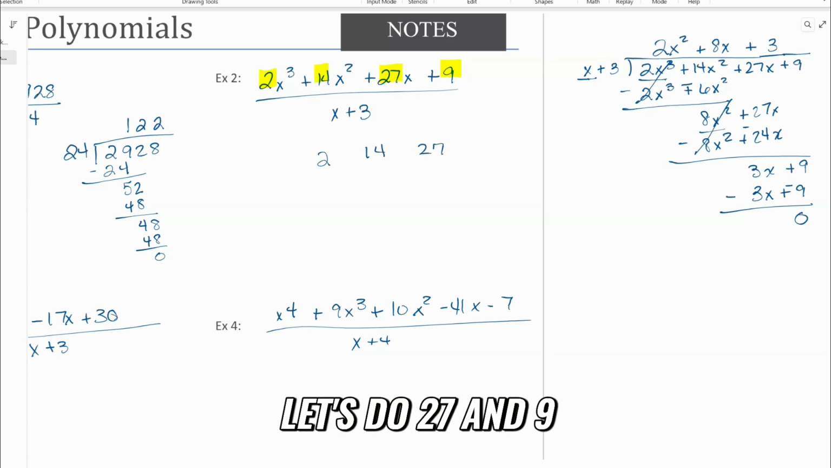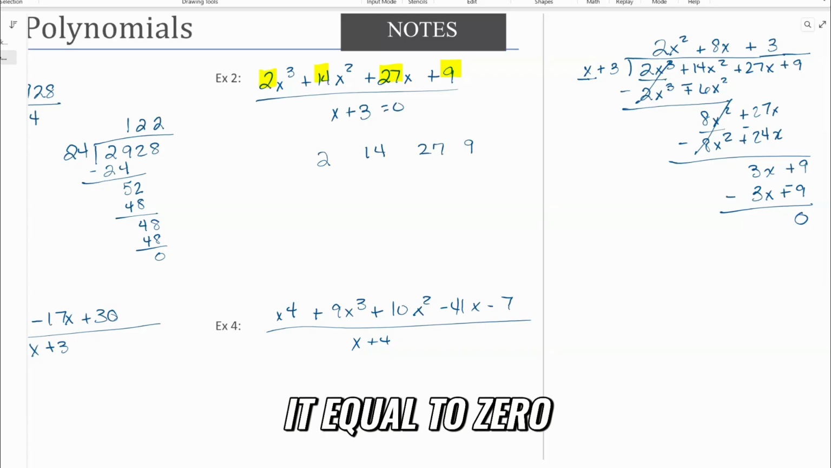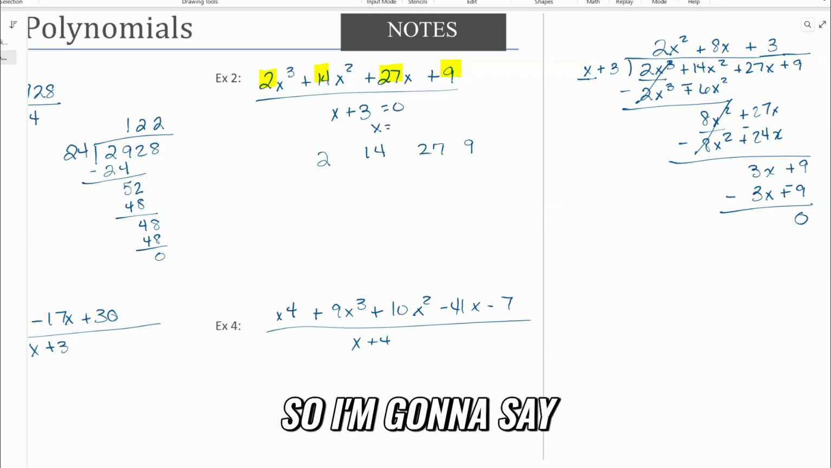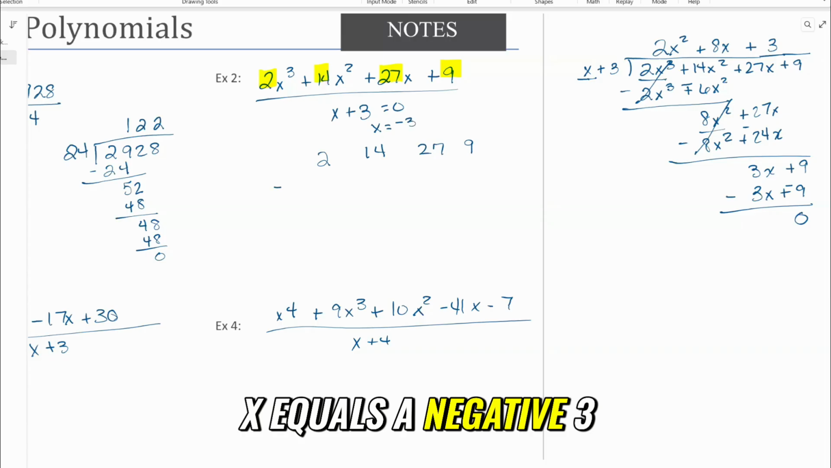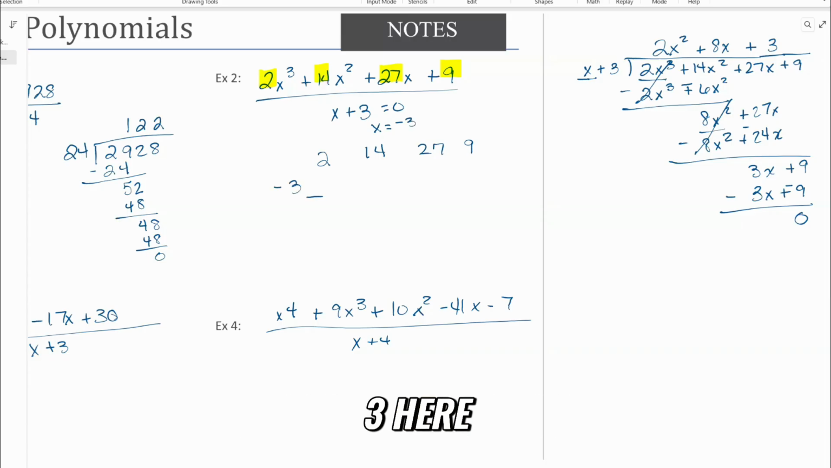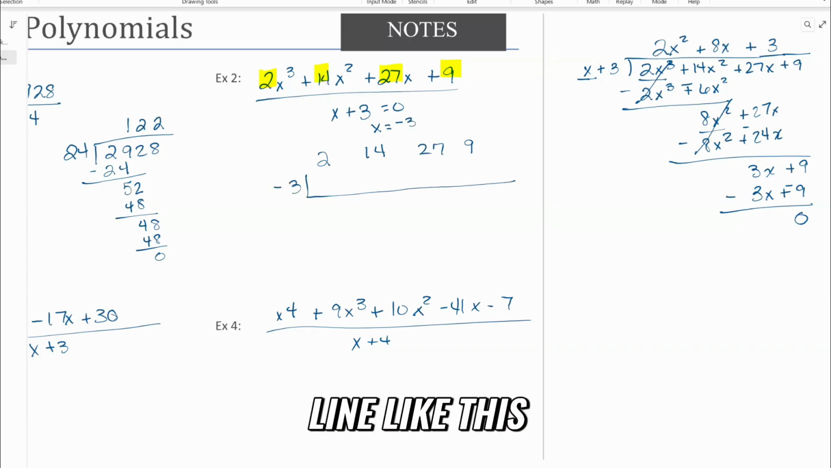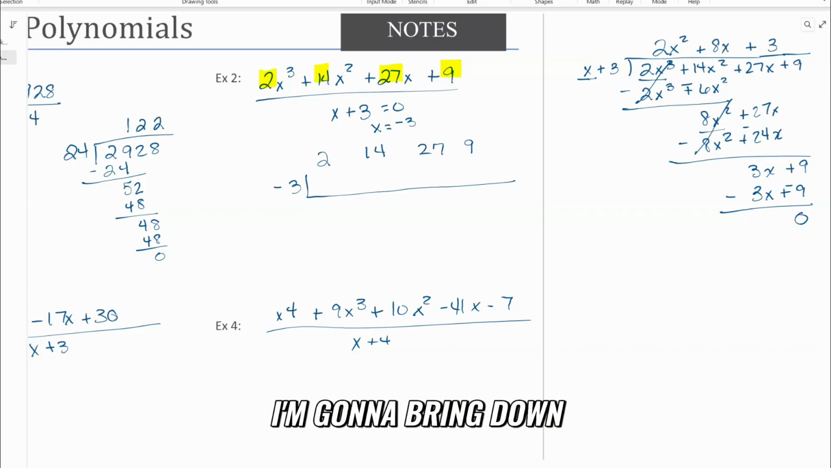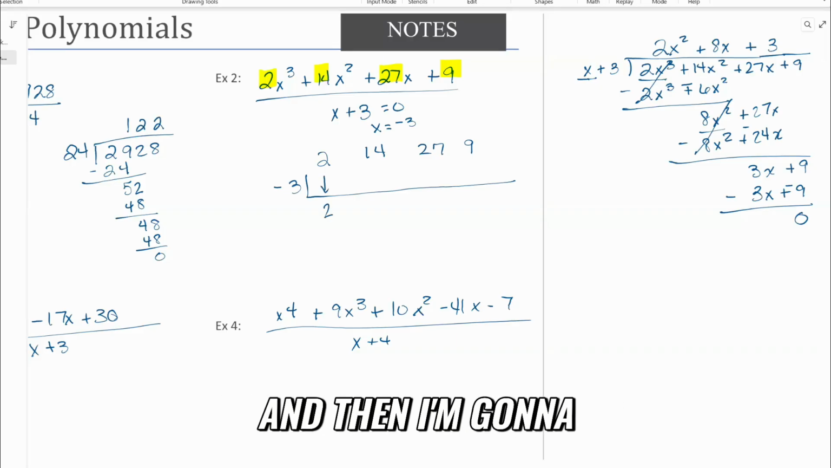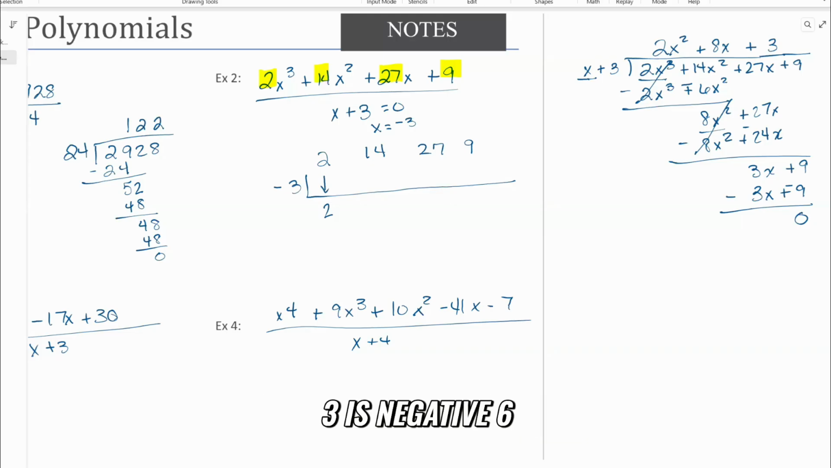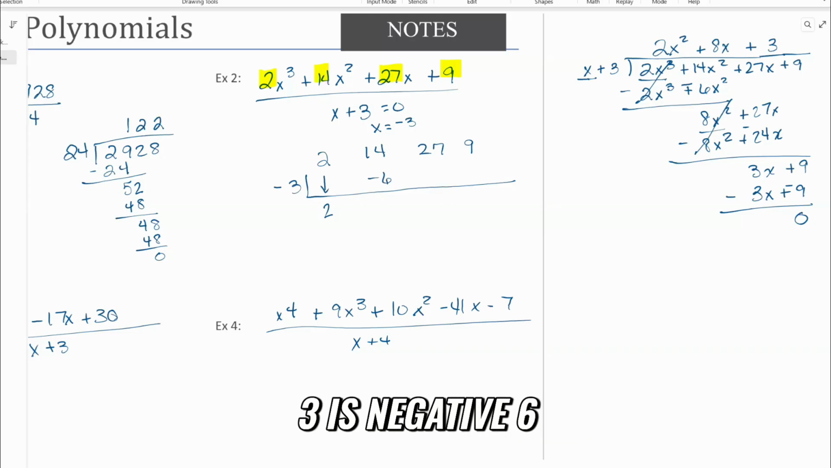Let's do 27 and 9. Now this, I have to set equal to 0 and solve for it. So I'm going to say x equals negative 3. So I'm going to put a negative 3 here. I'm going to put a line like this. Okay. So the first one I'm going to bring down. And then I'm going to say 2 times negative 3 is negative 6.